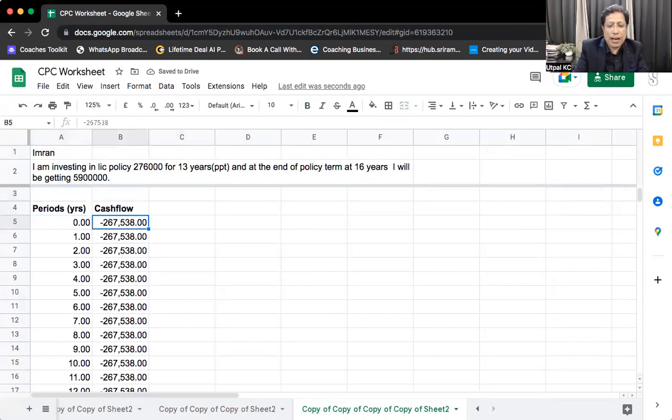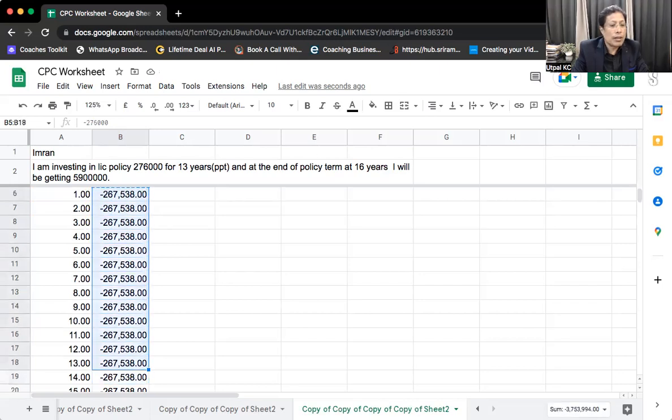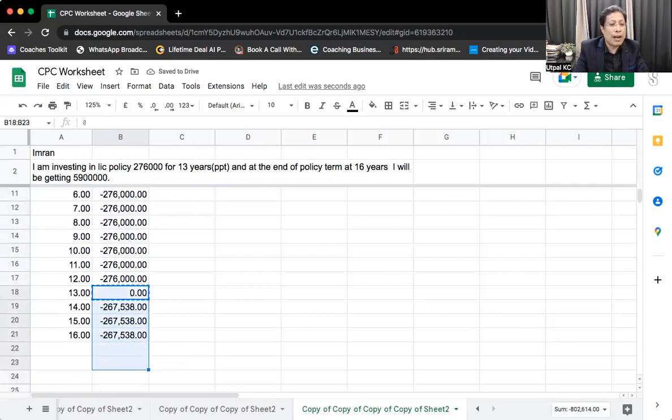So this is minus 2,76,000, 2,76,000 for 13 years. This is 13 years, till 12. Then at the end of the policy term, after that, 0. Am I right? Imran, am I right? It is correct. The cash flow is correct.